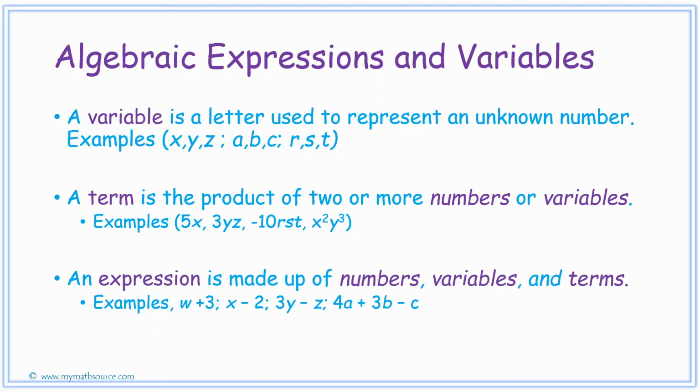Then we have that an expression is made up. So an expression is when we put terms together and we add or subtract them. So it's made up of numbers, variables, and terms. So here we have w plus 3. So we have the term w plus the term 3, and it creates an expression. We have x subtract 2, a variable subtract a constant, just a number, creates an expression. 3y subtract z is an expression, and so is 4a plus 3b subtract c, as seen in the examples.